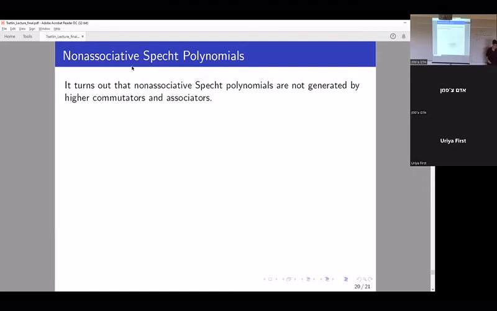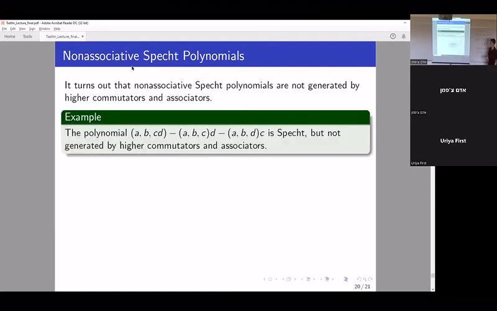And for one example, we can take this polynomial, which is the associator of A, B, and C times D minus this associator times D and this associator times C. This is Specht. Well, in A and B, it's clear because all of the associators will vanish. But if we substitute C, for example, to 1, you get here the associator of A, B, and D. This will vanish, and here we get again A, B, and D. The same will hold if we do it for D equals 1. This is the associator which will cancel out this associator, and this will vanish by itself.